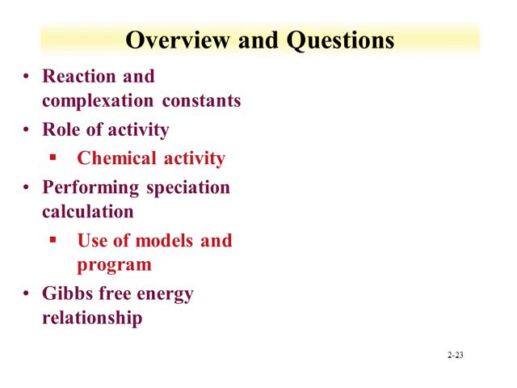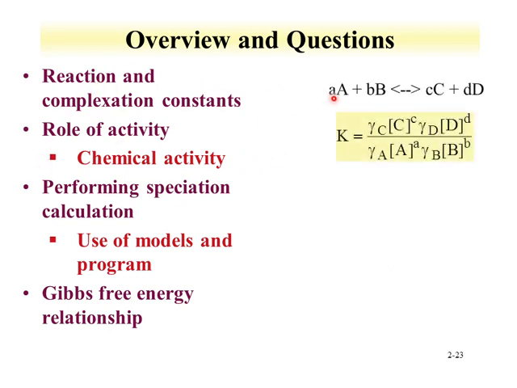What was presented in this lecture includes reaction and complexation constants and the role of chemical activity in those constants. As was shown here, we can have a reaction where some reactants go to some products. The complexation constant, or some equilibrium constant, is shown here, where we have the products divided by the reactants. Here we have the chemical activity included. So these are the equations that we use to determine speciation. If we have this value known, at equilibrium we can determine the relative concentration of each species.